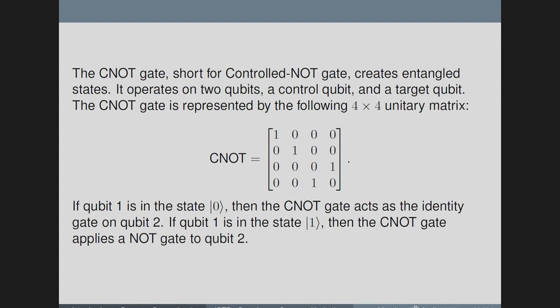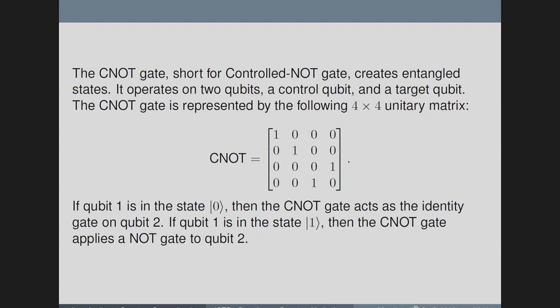And the important thing I want to say here is that control NOT, that's a typical gate operation you can do in your quantum computer. Okay, that's how you typically entangle two qubits.